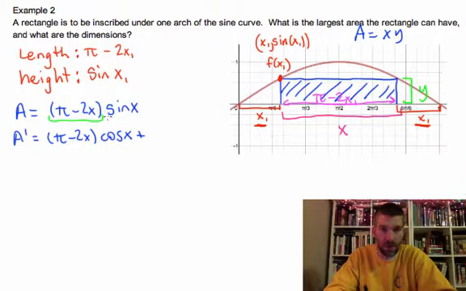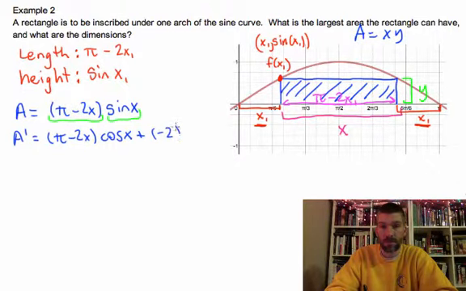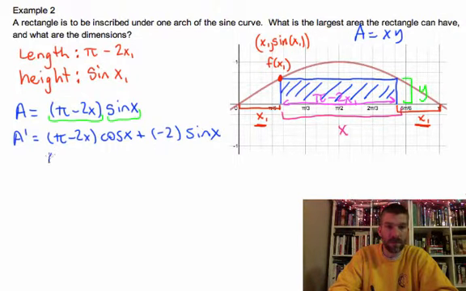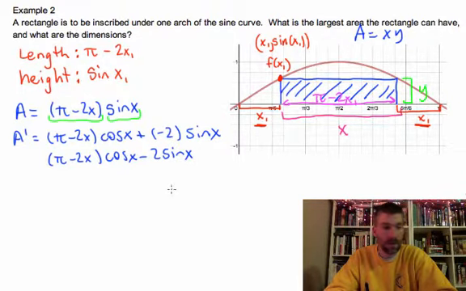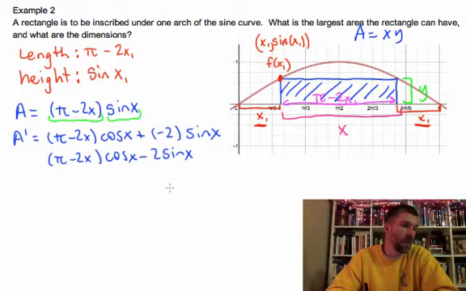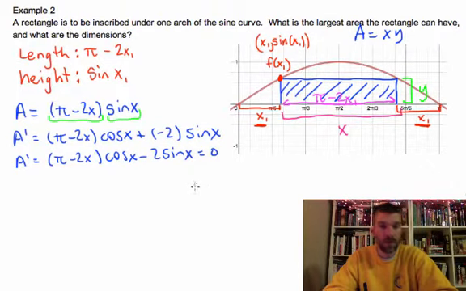I'll just show you real quick. Here's one, here's the other. The derivative of my pi minus 2x is just negative 2 times the second term. So my equation then looks like this: pi minus 2x cosine x minus 2 sine x. Okay, so there's that guy right there. And what we need to do is figure out where the derivative is equal to 0.